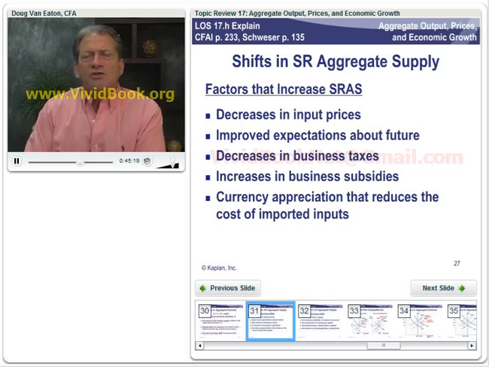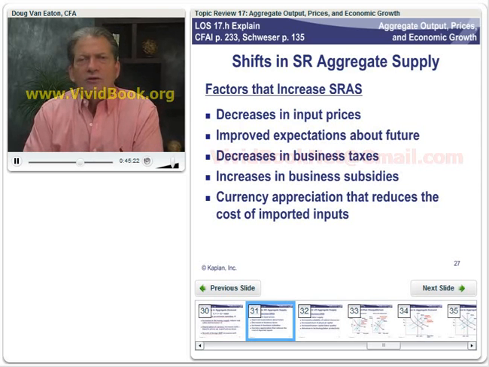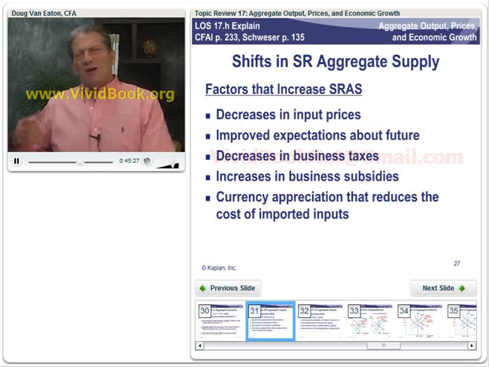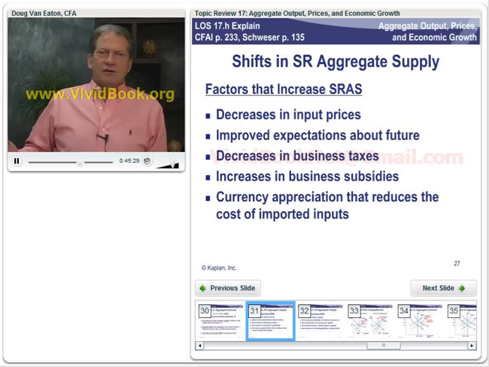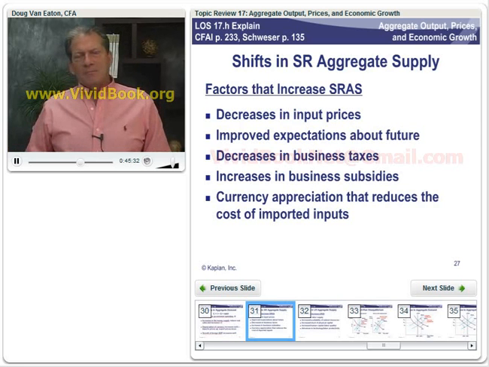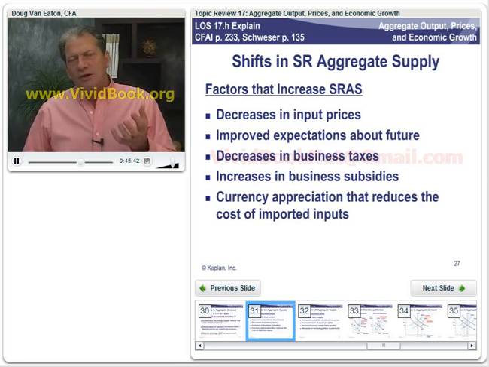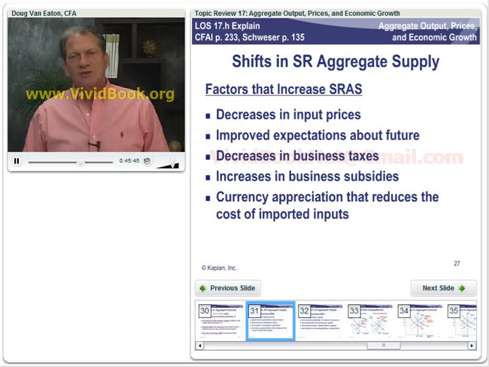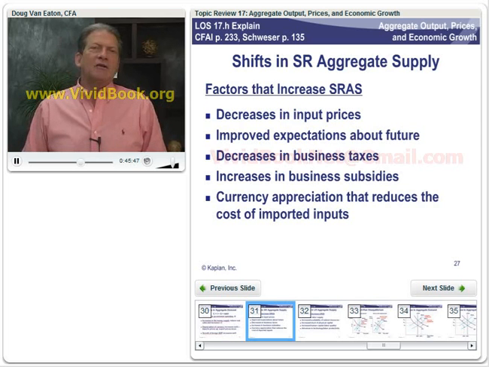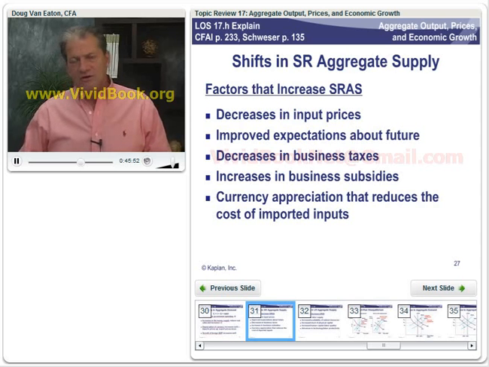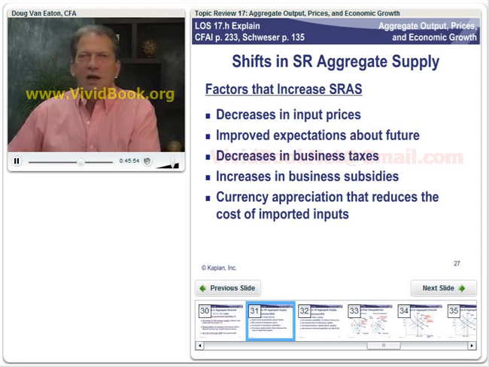Okay. And currency appreciation reduces the cost of imported inputs. So say we held the dollar price of oil constant. I said this wrong. Say we've got oil priced in euros, okay, and the U.S. dollar appreciates relative to the euro, then that input is less expensive in dollar terms, and as with decreasing the cost of any input, that's going to increase short-run aggregate supply.